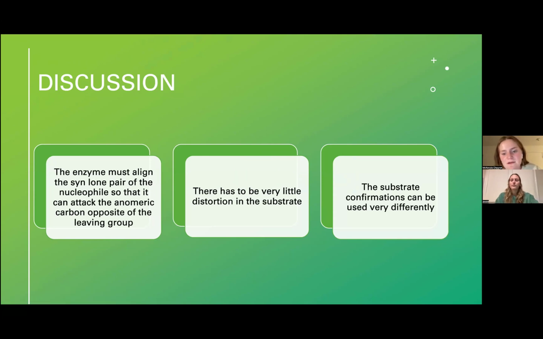Their second rule was that there has to be very little distortion in the substrate. And the third being that the substrate conformations can be used very differently. There are many conformations that the substrate can take on depending on the type of sugar, such as S3, C1, S2, S5, and many more.